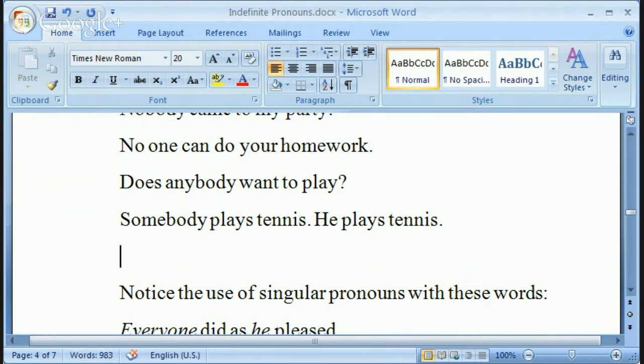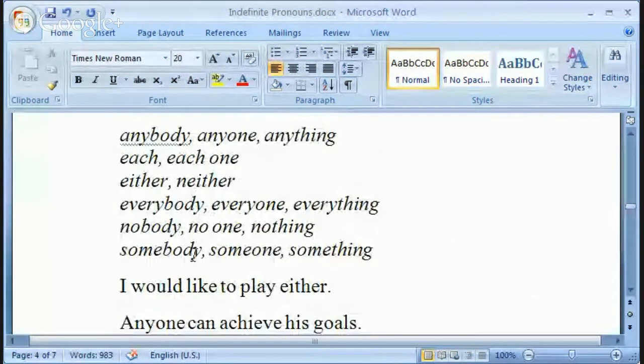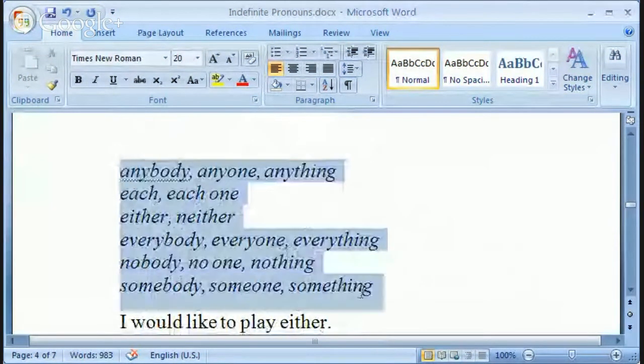Okay, and back to Edwin. Yes. Okay, Edwin, can you form a sentence using one of these words, these indefinite pronouns, as a subject noun?